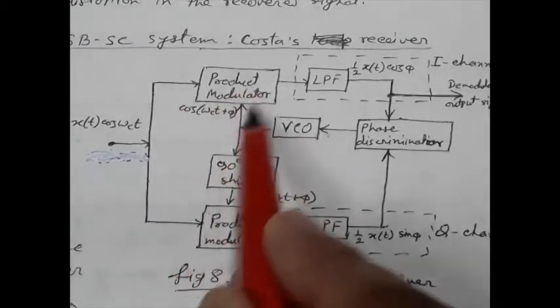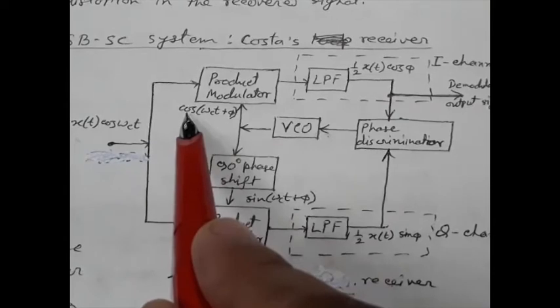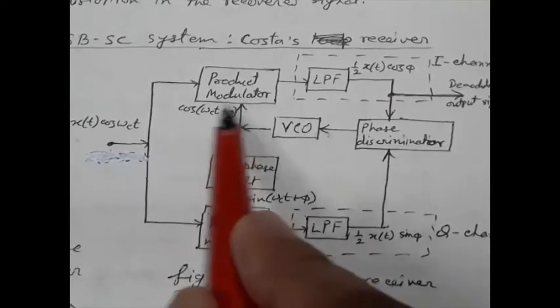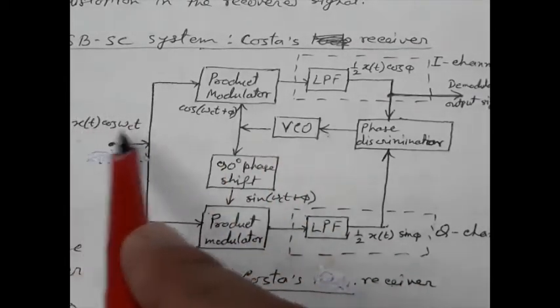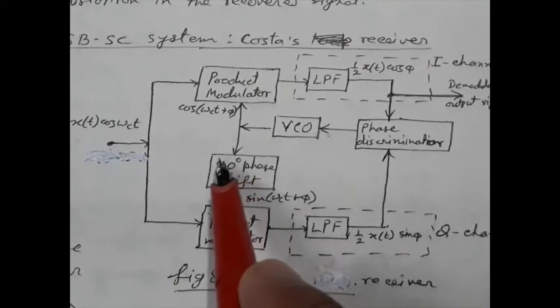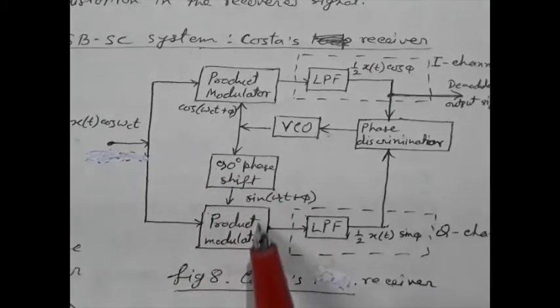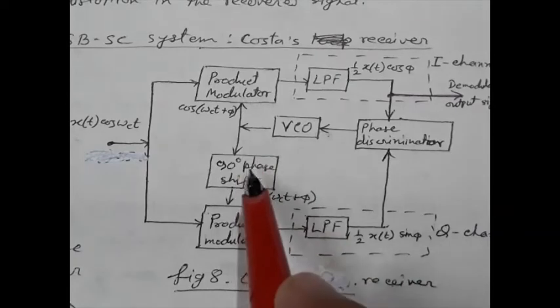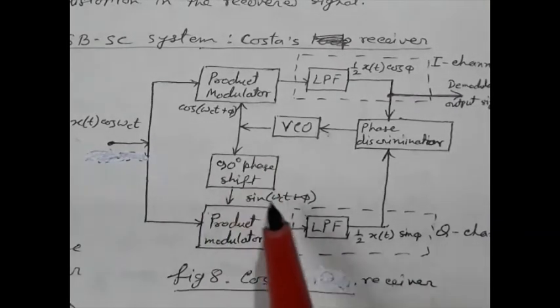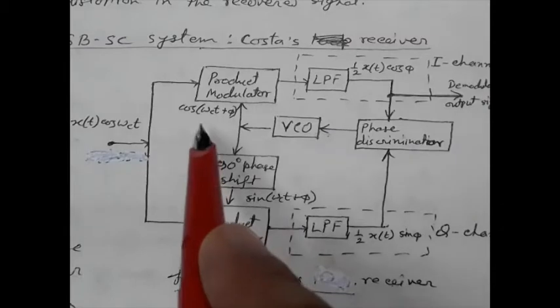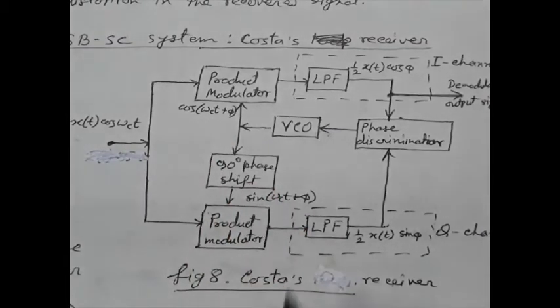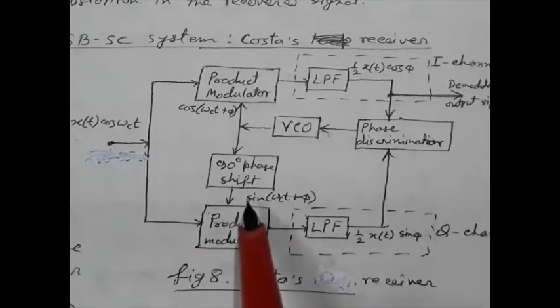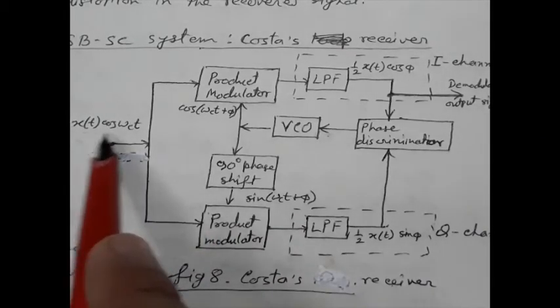The upper product modulator is directly multiplying this cos omega_c t, the original signal generated by this VCO, with the incoming DSB-SC. But for the lower product modulator, the VCO output is first phase shifted by 90 degrees to produce a sine wave. So if this one is a cos wave, after 90 degree phase shift, we have a sine wave. And this product modulator will multiply this sinusoidal carrier with the DSB-SC signal.